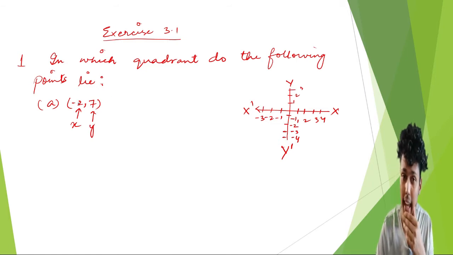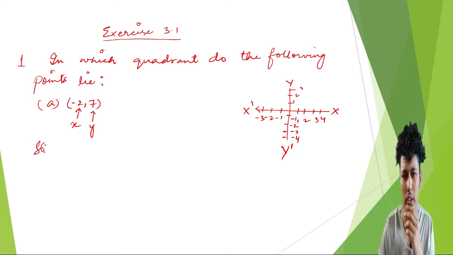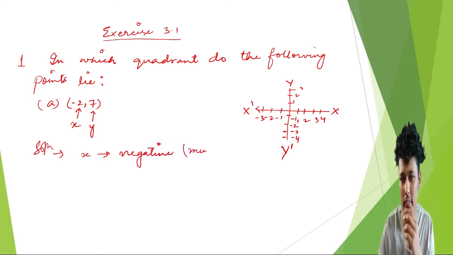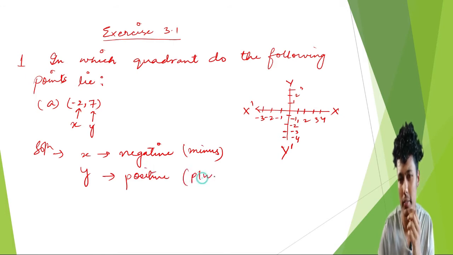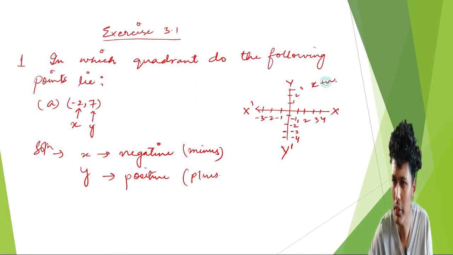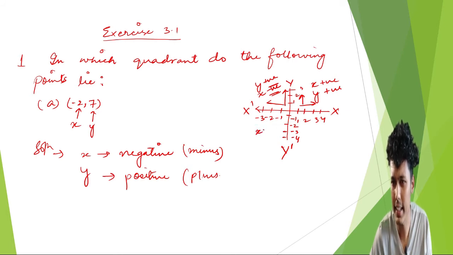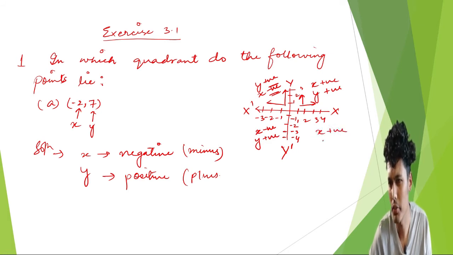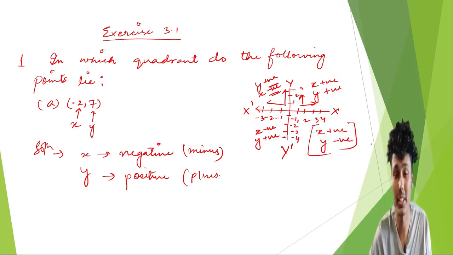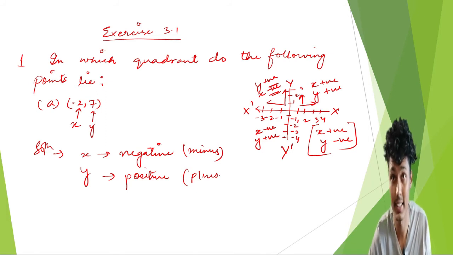Now, x is negative and y is positive here. So, solution: x is negative, or minus, and y is positive, or plus. In the first quadrant, x is positive and y is also positive. In the second quadrant, y is positive and x is negative. In the third quadrant, x is negative and y is negative. And in the fourth quadrant, x is positive and y is negative. I hope you can understand this much. If you don't understand, go and watch our previous video, where I have dealt with this.